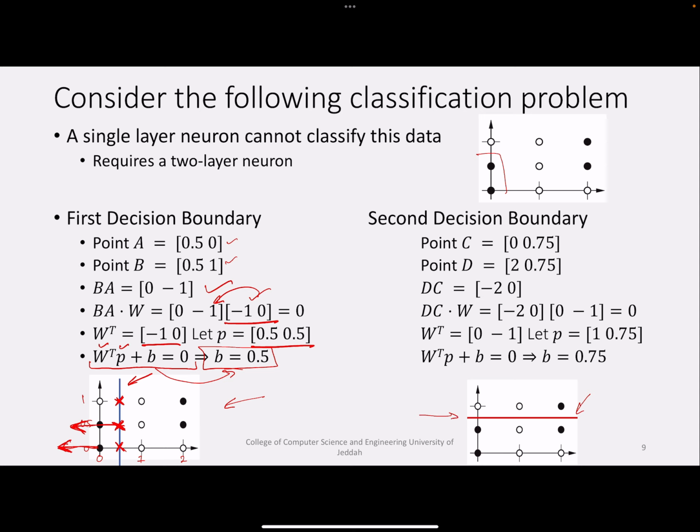Pick 2 points, one at 0.75, that would be around here. The other point at 0.75, that would be over here. The distance vector between those two is -2, 0.